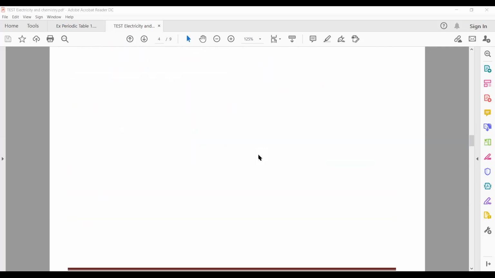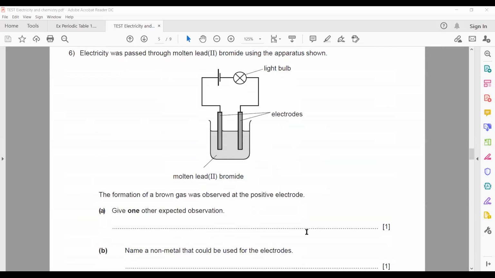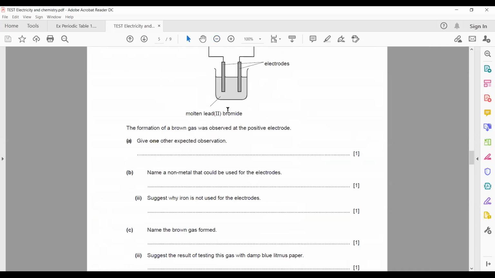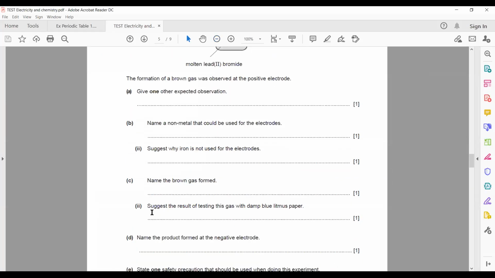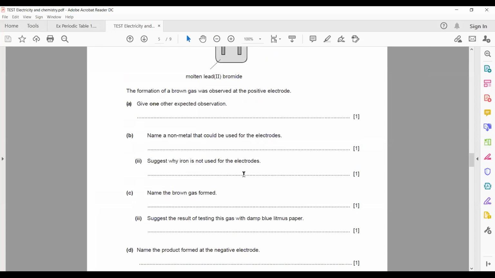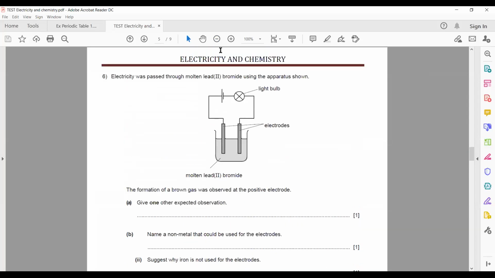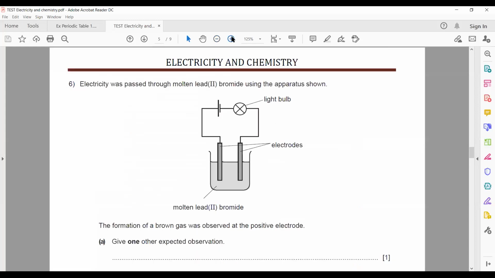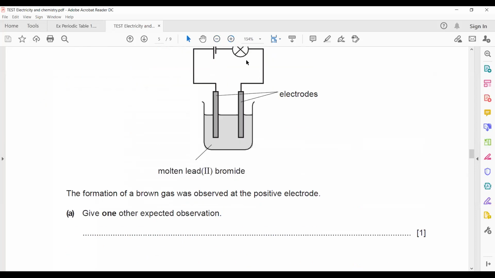Any doubt in question number 6? C2. Suggest a result of testing a gas. Basically, it is lead bromide, so it will release bromine vapors or bromine gas. Halogens have a tendency to bleach the litmus, meaning remove the color. So if bromine is there, it will bleach the litmus. It's the same as chlorine.